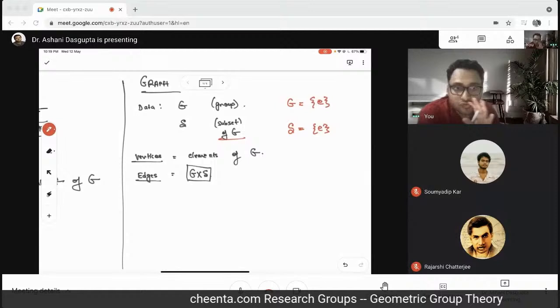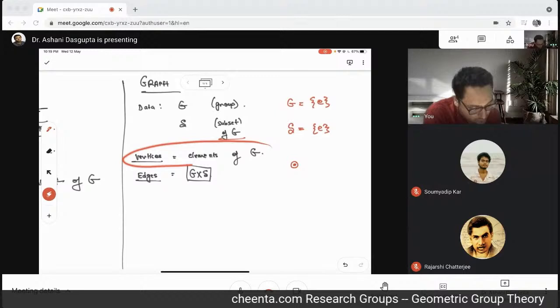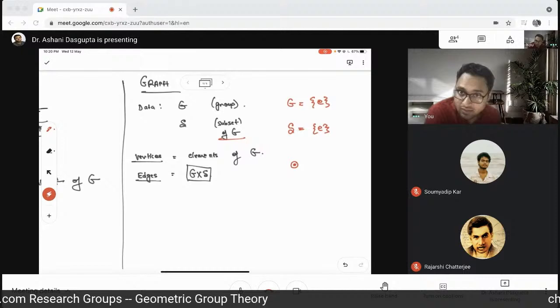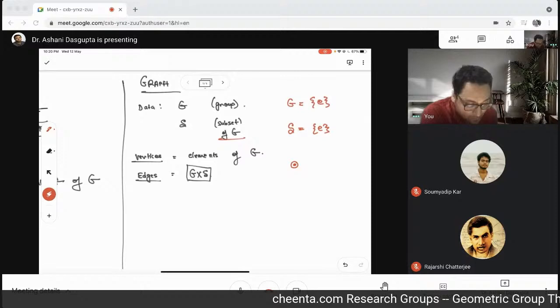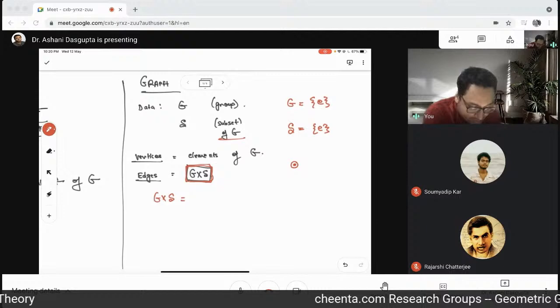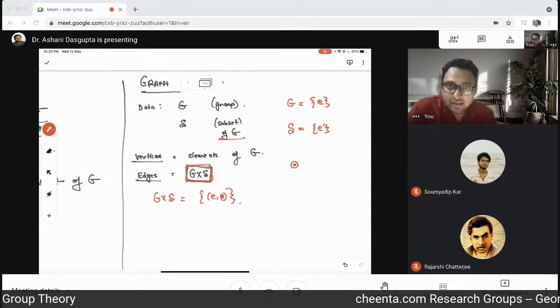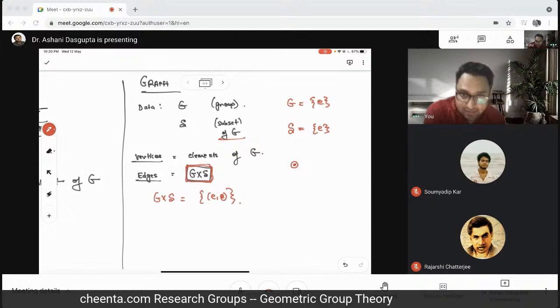And now you want to draw this particular graph. So how do you want to draw it? Well, you draw a dot for every element in G. There is only one element in G, so you draw only one dot. And then you draw an edge. Well, you draw one edge for each element in G cross S. So what is G cross S in this particular case? It is simply the singleton set (e, e). Okay. So you have one edge. You want to know where it starts and where it ends, the origin of the edge and the terminus of the edge.